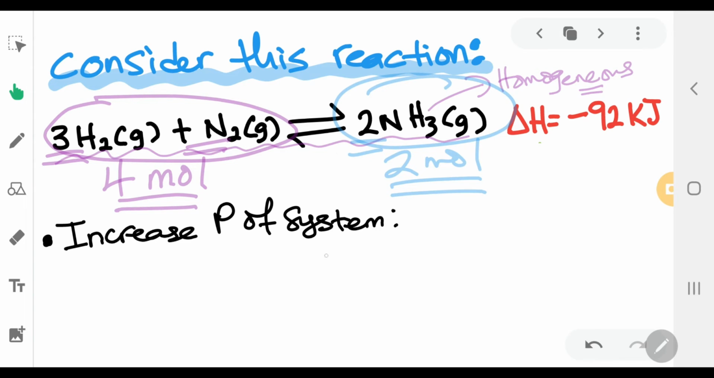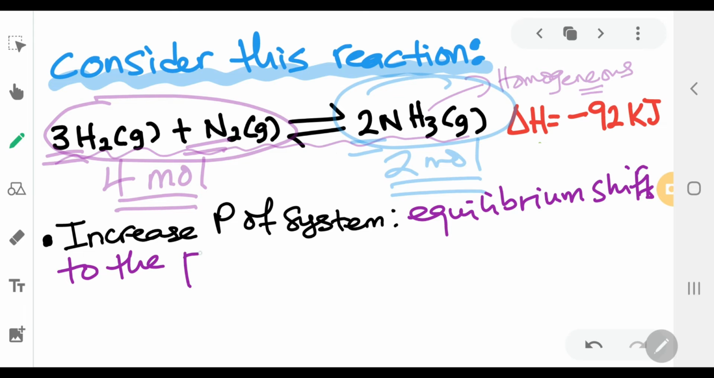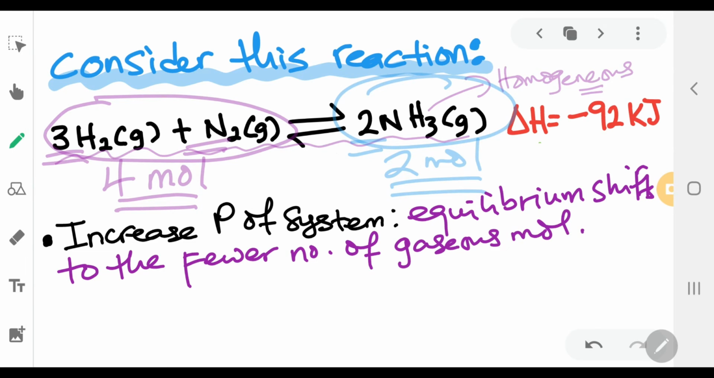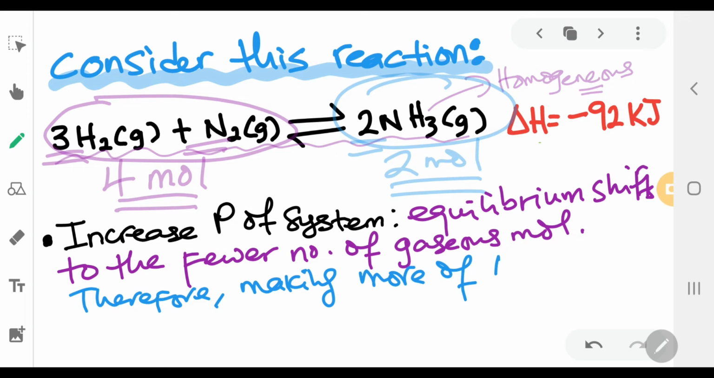So when you increase the pressure, the equilibrium shifts to the side with fewer gaseous moles. Therefore, you are making more NH3 gas. The reason is because you want to reduce the pressure.